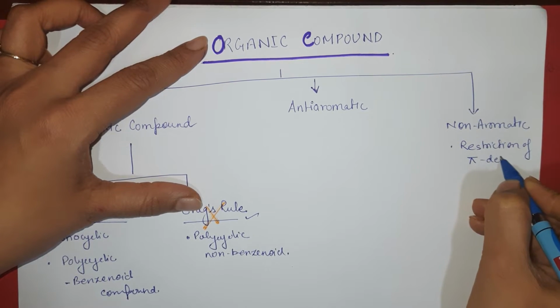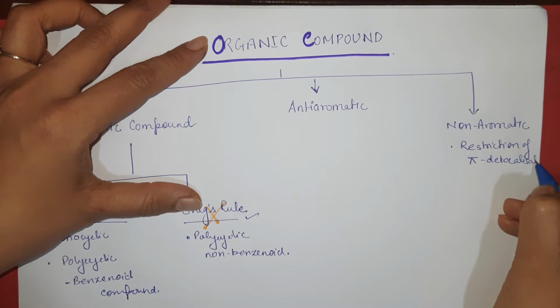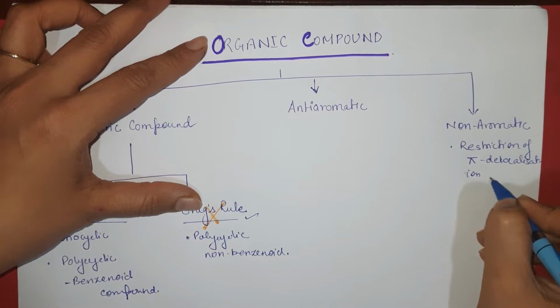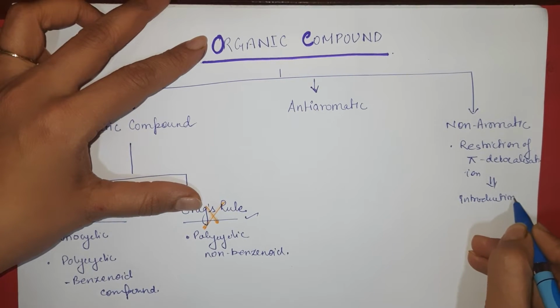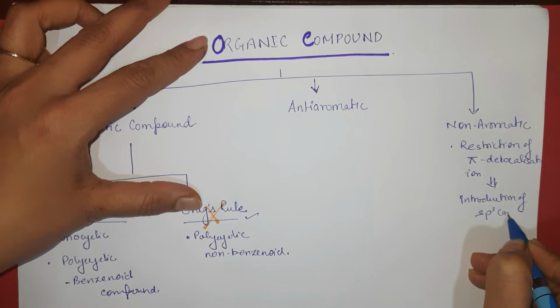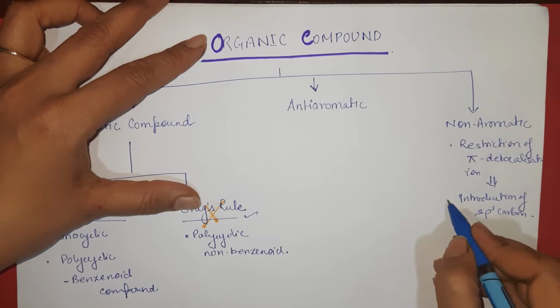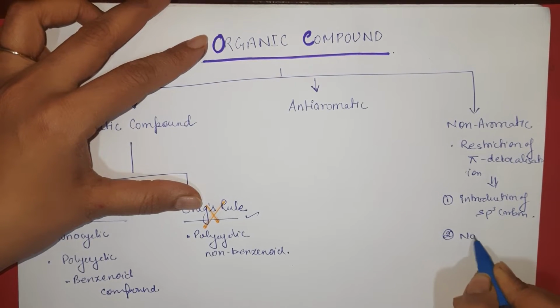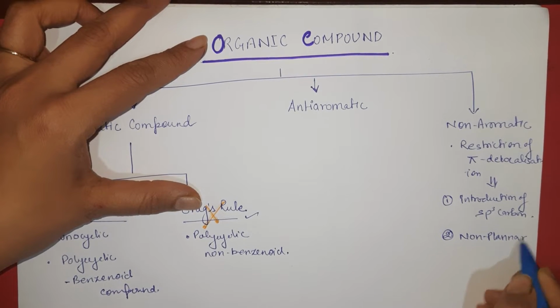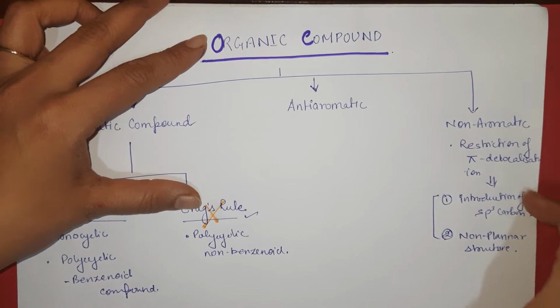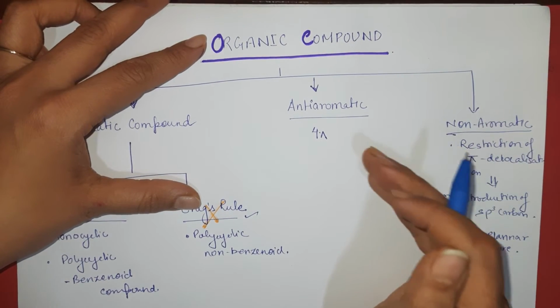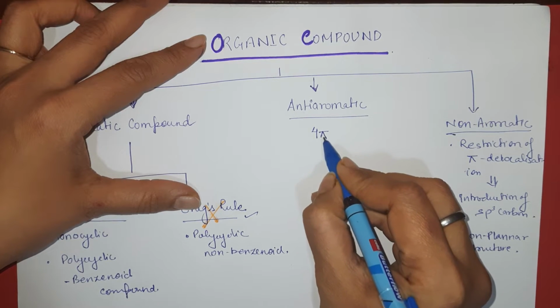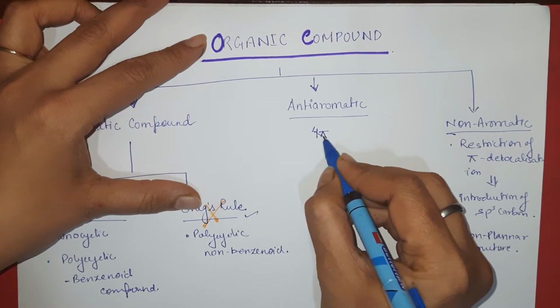Now, if there is a restriction of pi delocalization, and this restriction may be due to the introduction of an sp3 carbon, or it also can be due to a non-planar structure, then if either of these criteria holds, the compound is non-aromatic. And in anti-aromatic compounds, there must be a delocalization of 4n pi electrons.